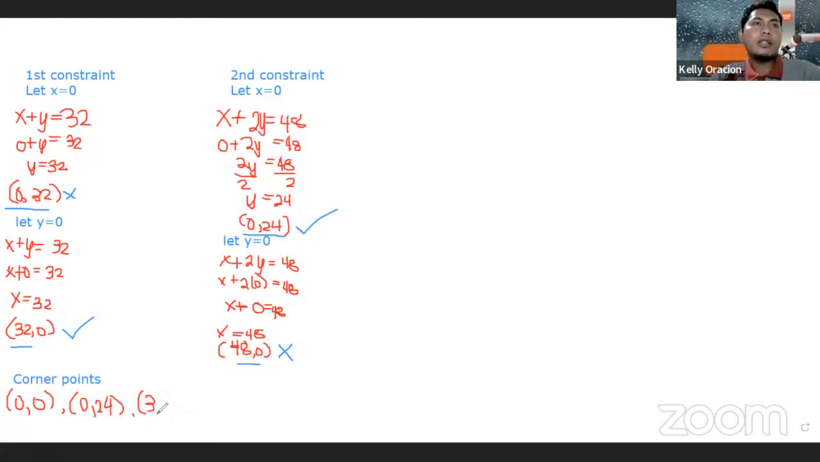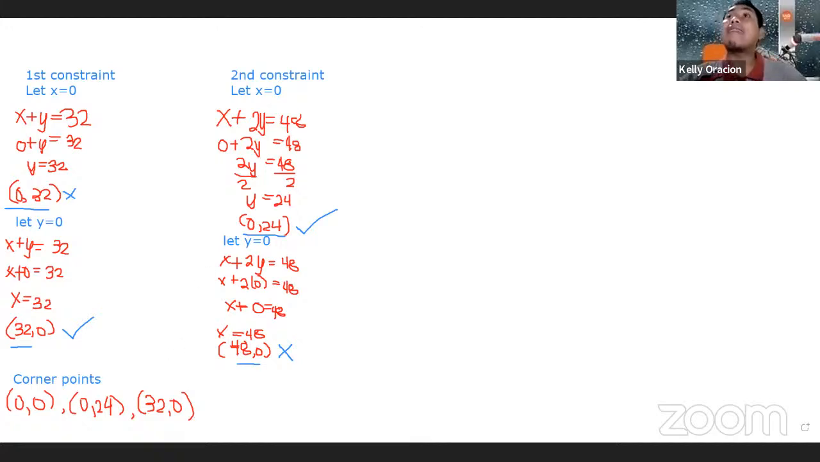Another 32 and 0. So may kulang pa tayong isa. There are 4 corner points for maximum. Kulangan pa ng isa. And sir, ano yung isa, sir? Yung isa is the intersection of the two constraints. Yung isang kulang dito sa corner points is the intersection of the two constraints. So sir, kukunin pa namin yung intersection ng dalawang constraints? Yes. Kukunin pa ninyo ang intersection ng dalawang constraints.